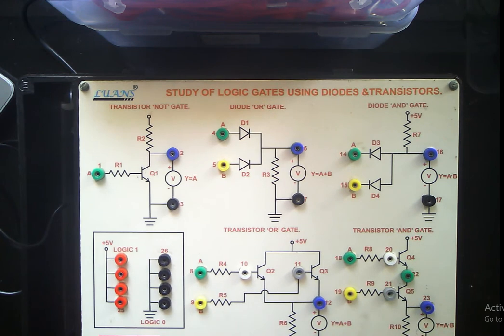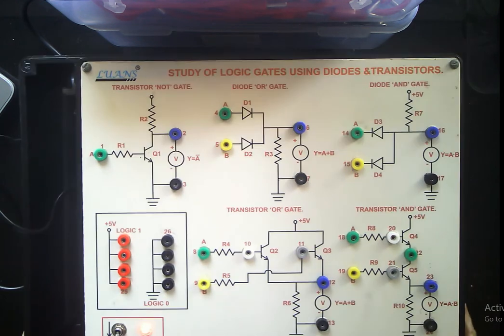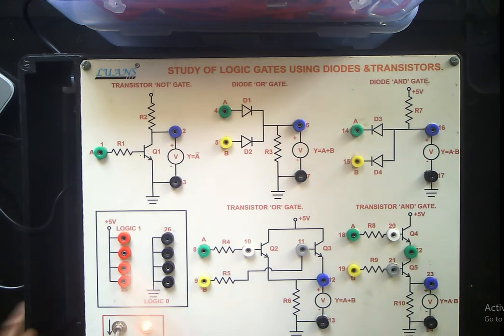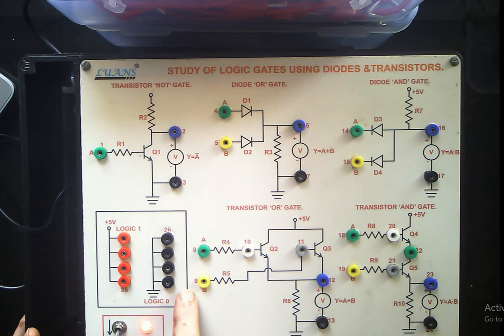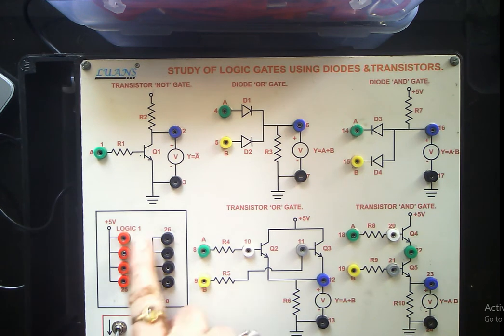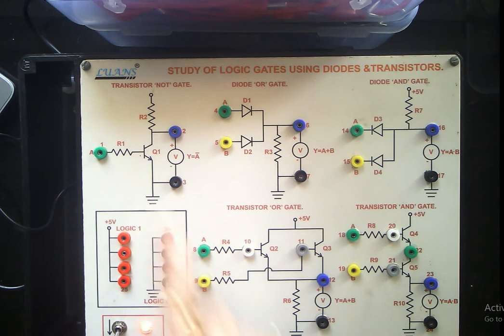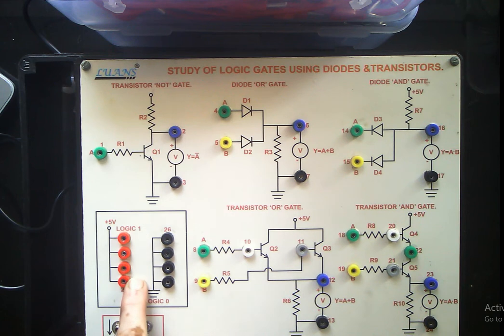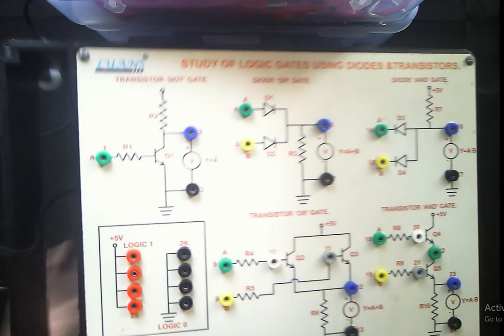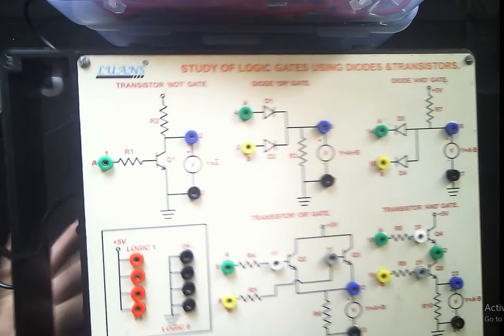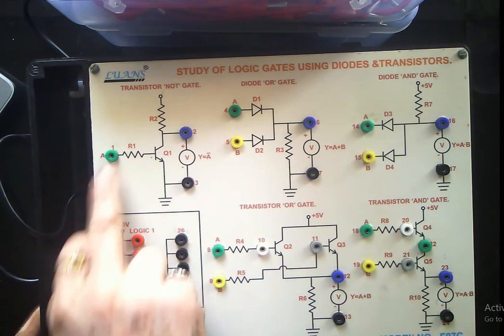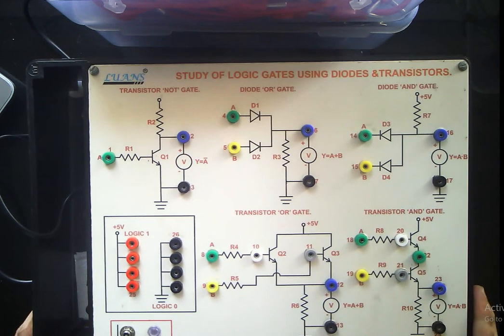Let us now look at another part, which is a very important block, that is the logic block. You can see here that these red terminals are capable of supplying 5 volt, while these black terminals are directly connected to ground. So these are the logic high terminals and these are the logic low terminals. Now we can connect these terminals directly to the terminals of these discrete components.